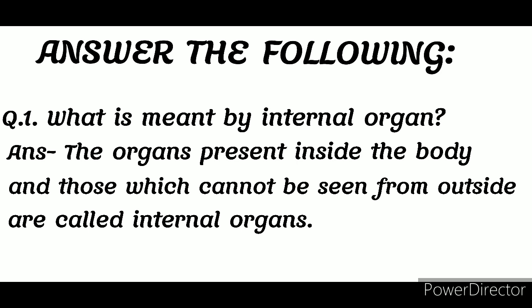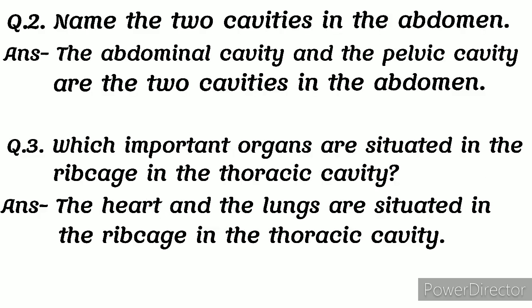Answer the following. What is meant by internal organs? The organs present inside the body and those which cannot be seen from outside are called internal organs. Name the two cavities in the abdomen. The abdominal cavity and the pelvic cavity are the two cavities in the abdomen. Which important organs are situated in the rib cage in the thoracic cavity? The heart and the lungs are situated in the rib cage in the thoracic cavity.